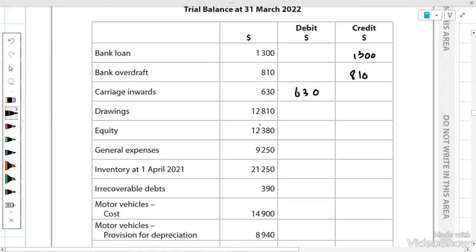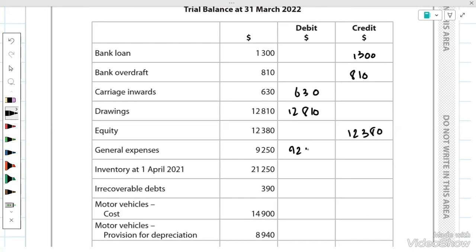Drawings will also be debited. Equity, this is basically your capital, and the nature of the capital is credit. Journal expenses will be on the debit side. Inventory at 1st April 2021. This is basically our opening inventory, so we will record it on the debit side.